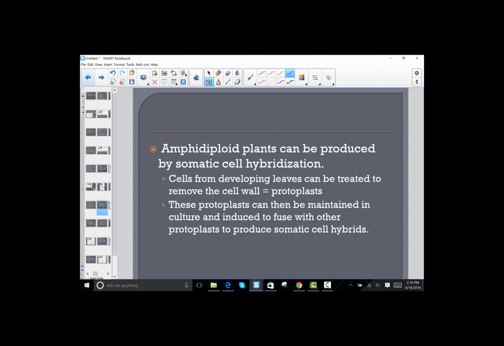All right, so we will actually look at this in class again. I want to make sure that you understand what's going on when we have allopolyploidy and when we have autopolyploidy, so that you can understand what the process is.